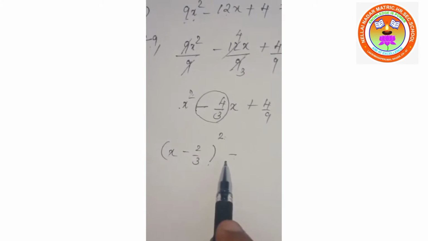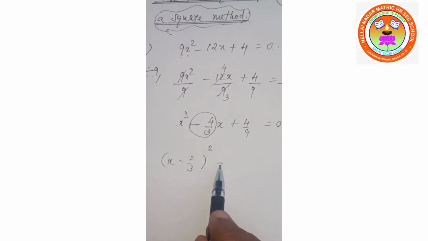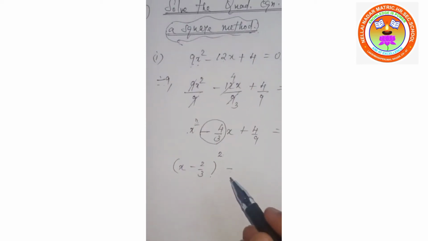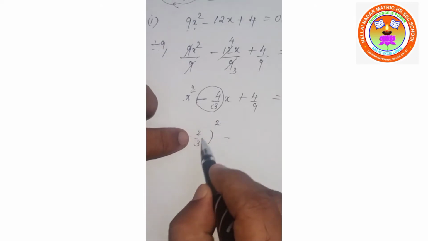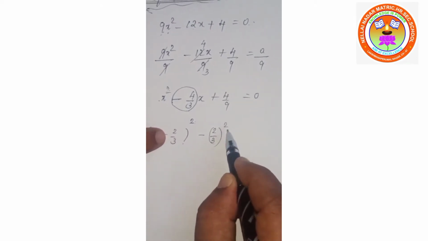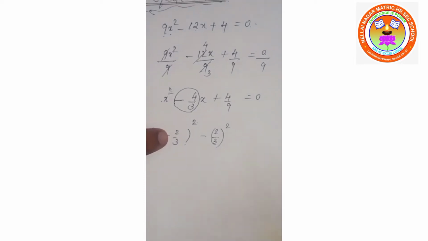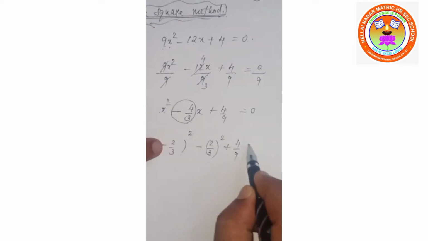Next. Already I told you, always you have to put minus only. Whether it is a minus or plus, it is always minus only. Then 2 by 3 should be squared: 2 squared and 3 squared. 2 by 3 the whole square. Next step we can square. Okay. Plus the constant 4 by 9 equals 0.